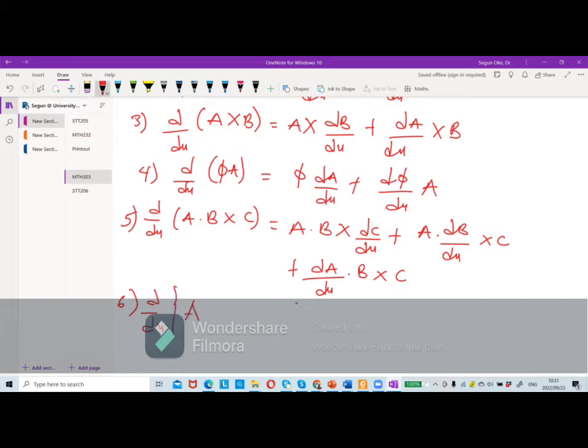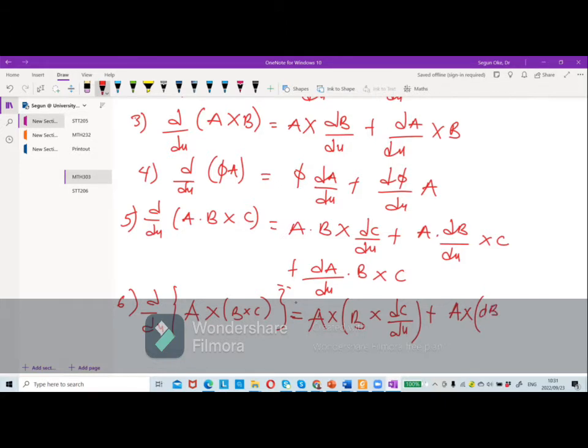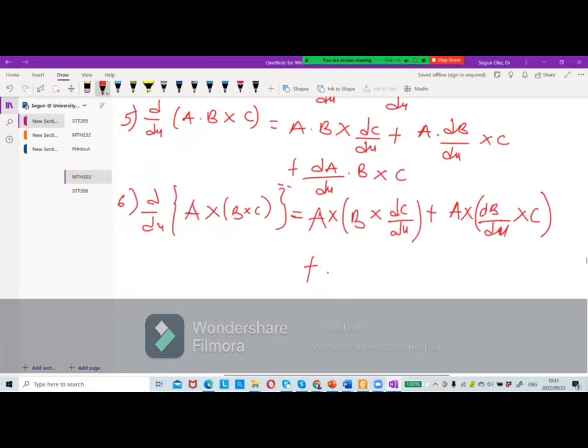I can open this one: A plus B plus C is equal to A plus B plus dC/du, plus A cross dB/du, plus C. Then plus the dA/du plus B plus C. So all these things we will be looking at one after the other.